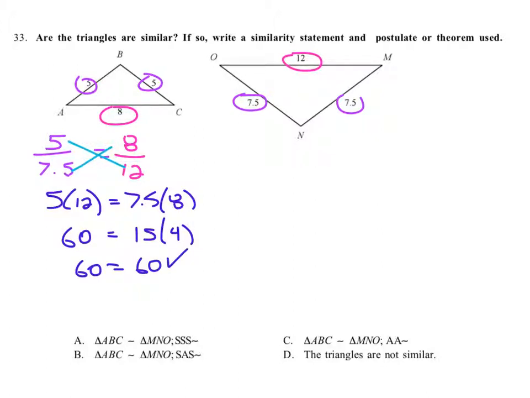That's great. And what is it? Side, side, side. And in fact, even if you don't know the similarity statement right here, although we could check it, we already know it's side, side, side, and the only one that offers that is choice A. So we don't really even need to go any further than that. We can just choose choice A.